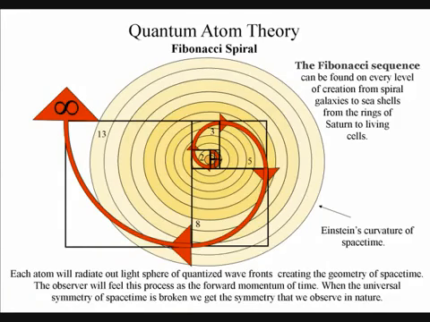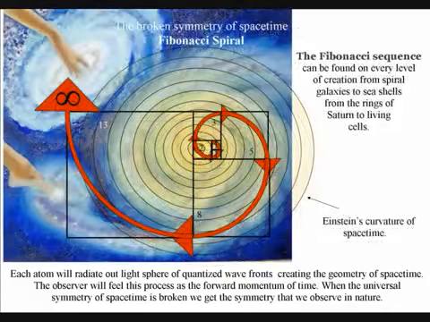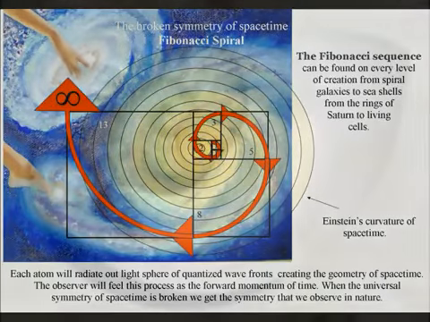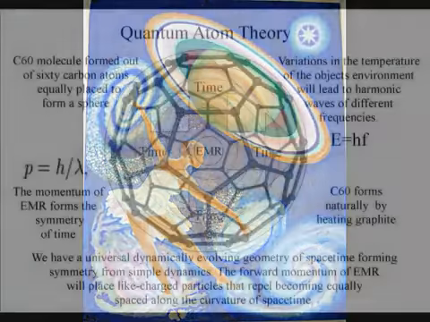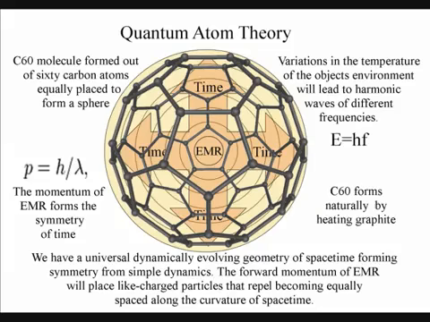The Fibonacci sequence can be found on every level of creation, from spiral galaxies to seashells, from the rings of Saturn to the living cells. The atoms will distort the geometry of space-time, creating mathematical patterns of fractional self-similarities of every conceivable shape.